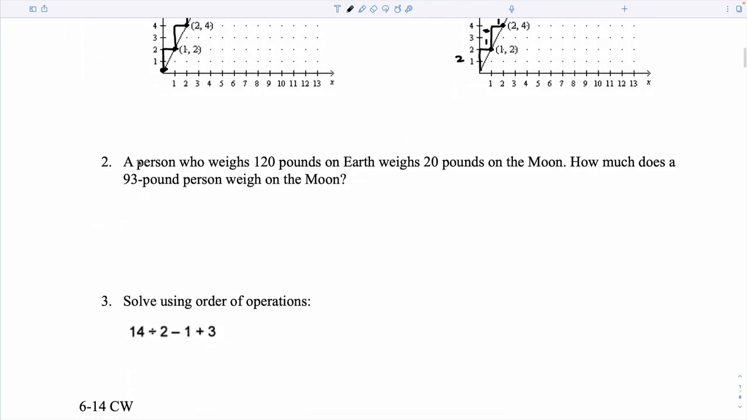Number 2, a person who's 120 on Earth weighs 20 pounds on the moon. How much does a 93-pound person weigh on the moon? This is a scavenger hunt problem. Write what you're looking for.